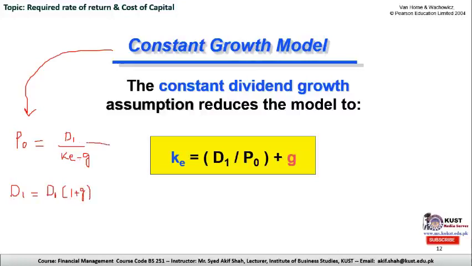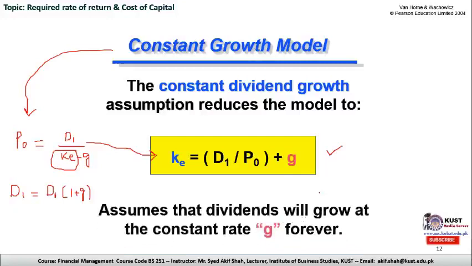After rearranging this formula, because we are interested to find out the cost of equity under the constant growth model, we have rearranged this formula with simple mathematical rules into KE is equal to D1 divided by P naught plus G. So this is the final formula to find out the cost of equity under the constant growth model assumption by utilizing the dividend discount model.